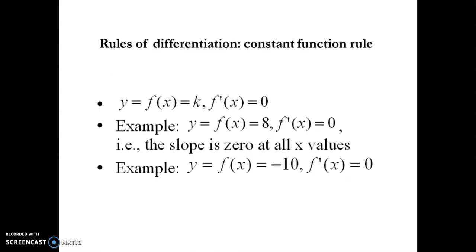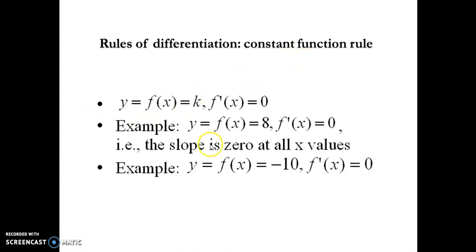Before we get to that, there are just a few rules that you would have learnt in ECO 151 that we are going to quickly recap. The constant function rule states that the derivative of a constant function is 0. So if you have a function y is a function of x and it is equal to k, and k is some constant, then the first derivative of that function, f dash of x, is equal to 0. Remember, the derivative of a constant function is 0.